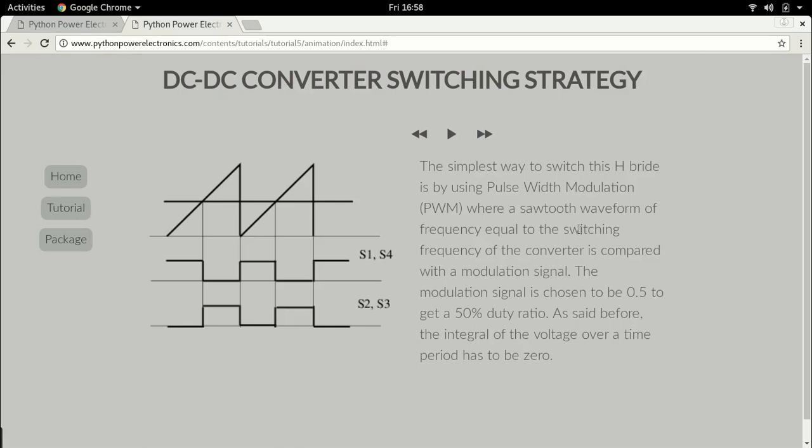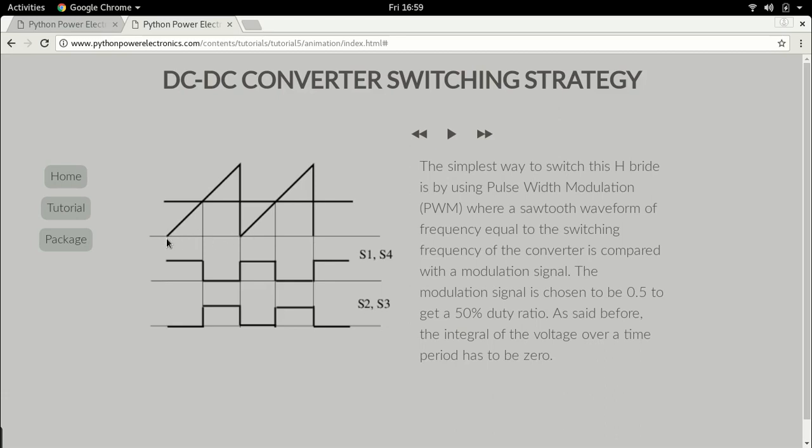So let's look at the simplest way to control an H bridge. That is by using pulse width modulation. Pulse width modulation means we have a carrier waveform. This sawtooth waveform is the carrier waveform. The carrier waveform sets the frequency of the H bridge, or the switching frequency of the H bridge. So therefore, the switching frequency of the H bridge will be the frequency of this carrier waveform.